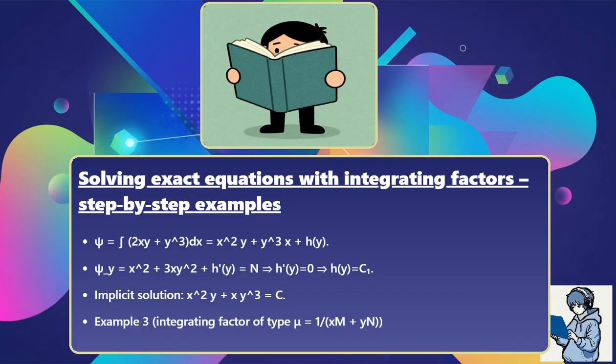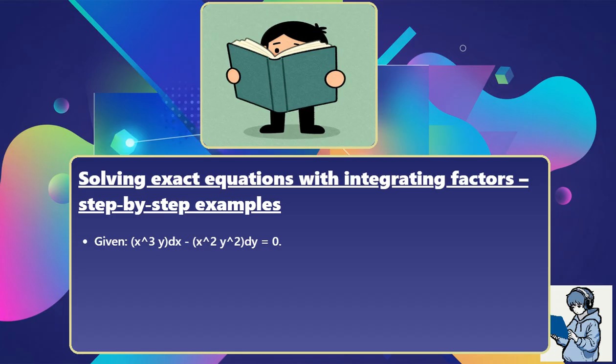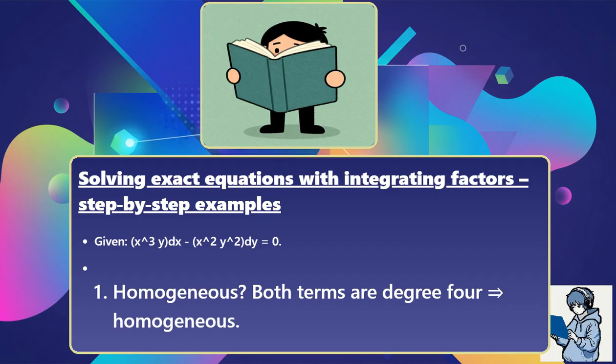Example 3. Integrating factor of type mu equals 1 over (xM plus yN). Given x cubed y dx minus x squared y squared dy equals 0. Step 1. Homogeneous equation. Both terms have degree 4, therefore the equation is homogeneous.